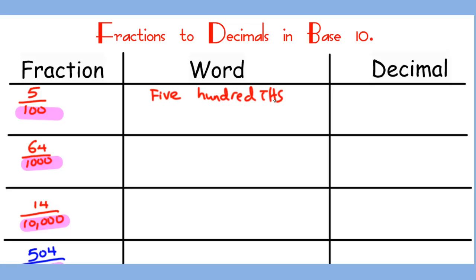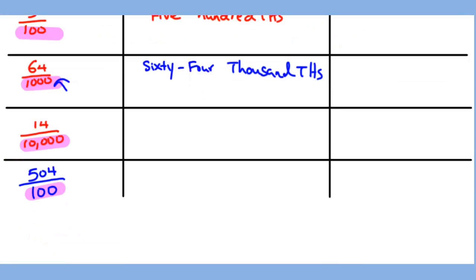The next one reads 64 thousandths because of the denominator. The one that follows reads 14 ten-thousandths because of the denominator again. The last one reads 504 hundredths.